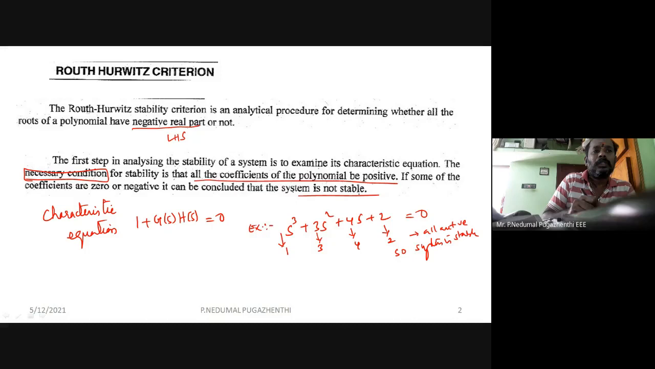Or if I have another example, like s cube plus 4s minus 2. So, what happens here? The coefficient of s squared is 0. The constant value is minus 2, negative. So, the system may be unstable. Any doubts?